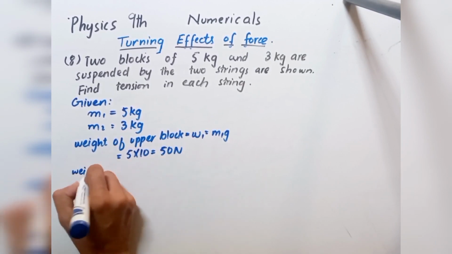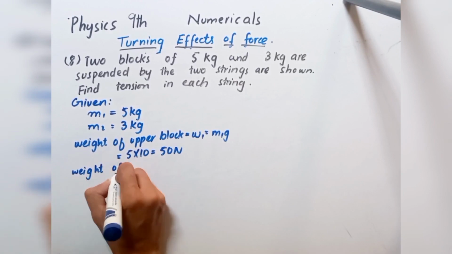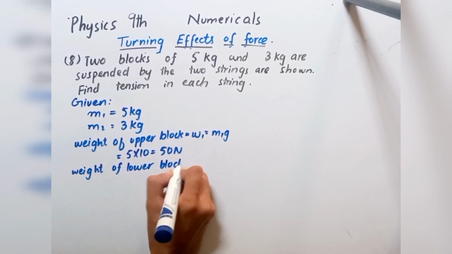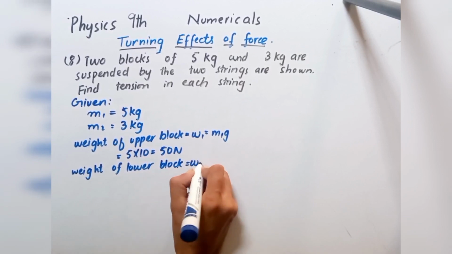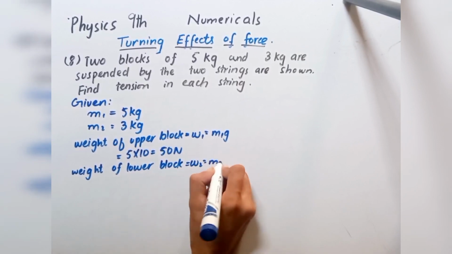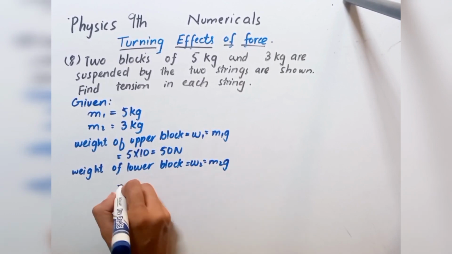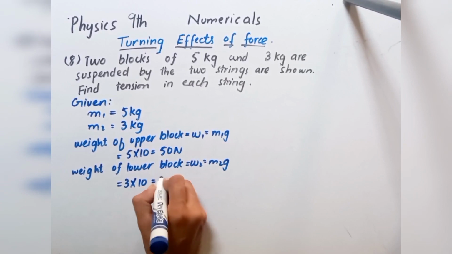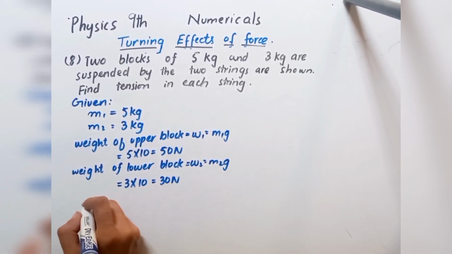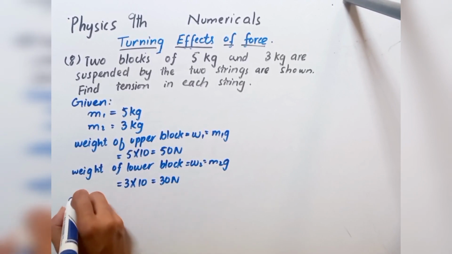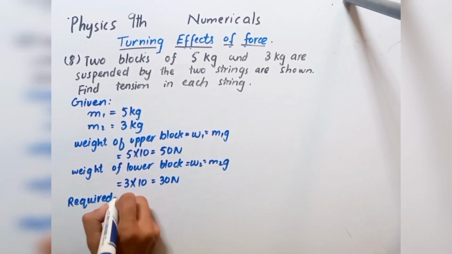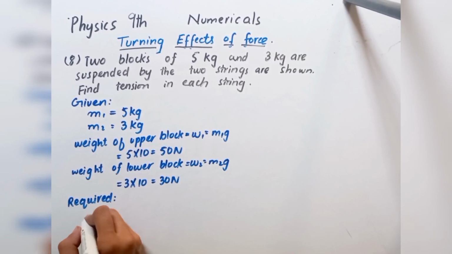Similarly, the weight of the lower block is W2, which is equal to m2 multiplied by gravity. m2 is 3 kg, so 3 multiplied by 10 is 30 Newton. The required values which we have to find in this numerical are tension T1 and tension T2.